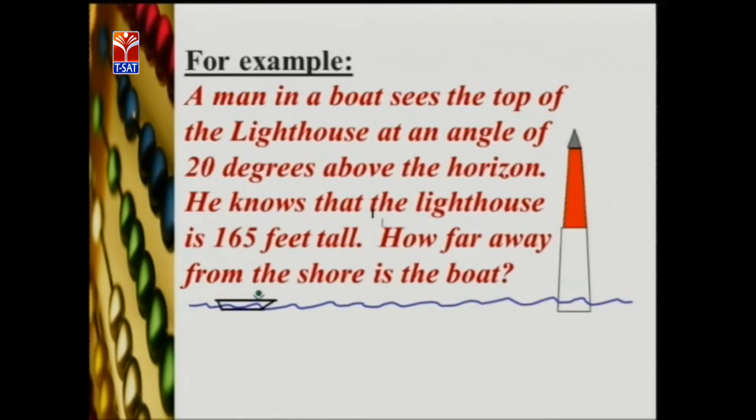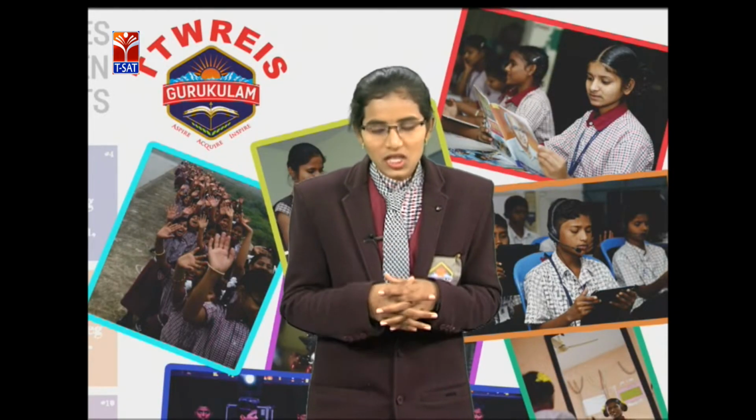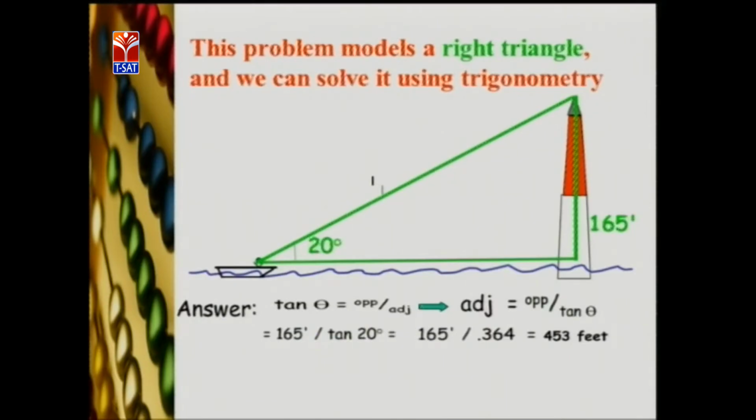Here they have given a problem, that is a man seated in the boat. He sat on the boat and the boat is moving towards the lighthouse, and the lighthouse is placed at the bank of the river. To find the distance between the man in the boat and the lighthouse, a trigonometric application is used, that is tan theta, and they have given us the angle, that is 20 degrees, and the height of the lighthouse, that is 165 feet. Now we need to find out the distance between the man in the boat and the lighthouse.